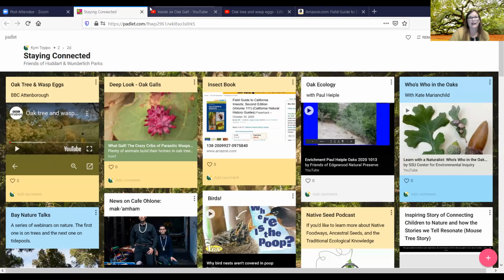Does anybody have anything that they'd like to ask? Or I have one question. Is it possible for a gall to thrive on dead wood?